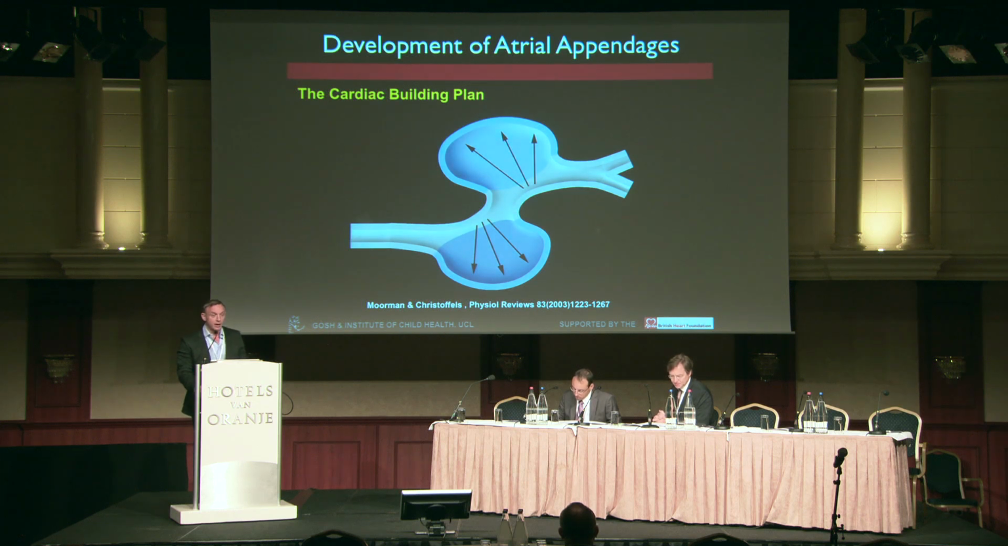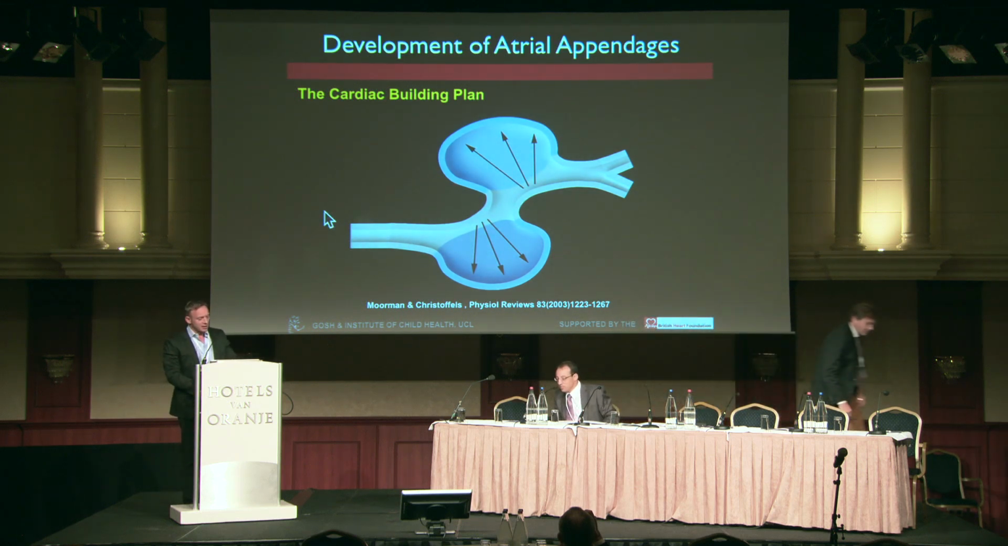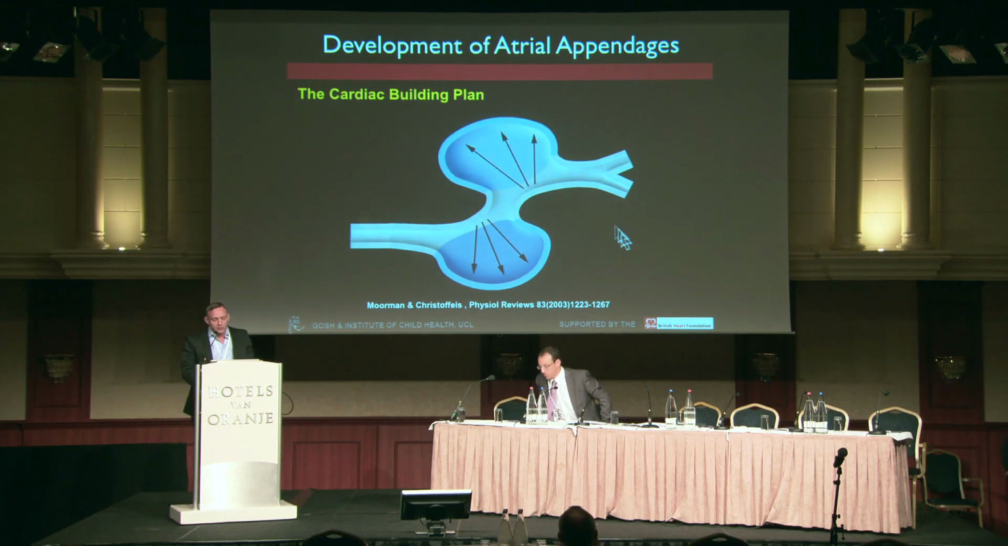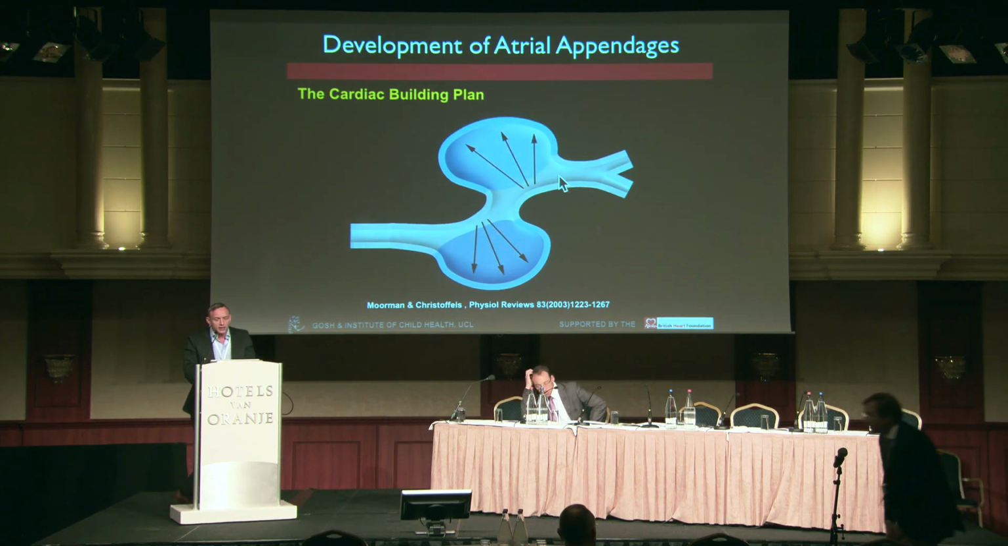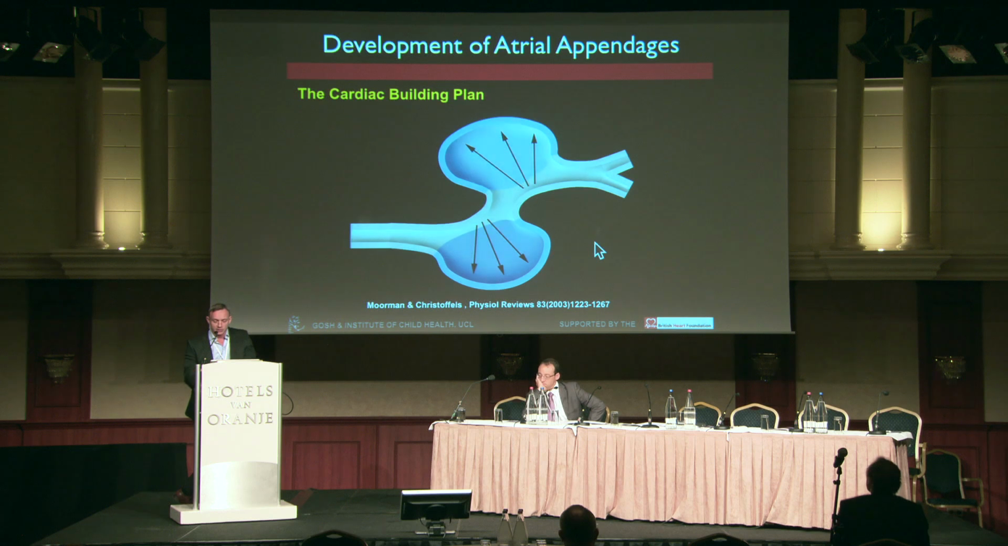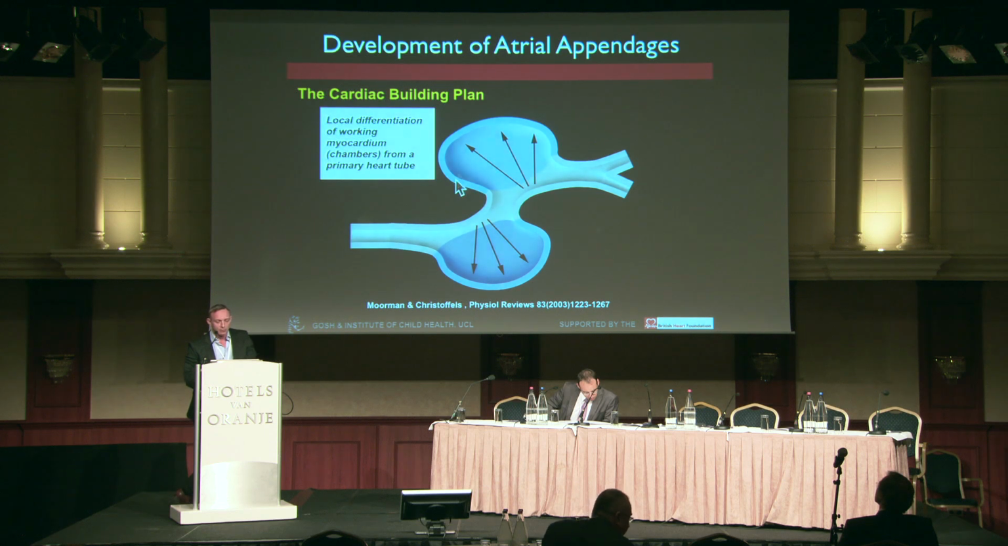In fact, as we're in Amsterdam, most of the work that has been put forward on how the appendages and atriums developed has been proposed by Anton Moorman and his group in the AMC, very close by. And they've really promoted the concept that the appendages and the chambers differentiate locally from the primary cardiac tube.